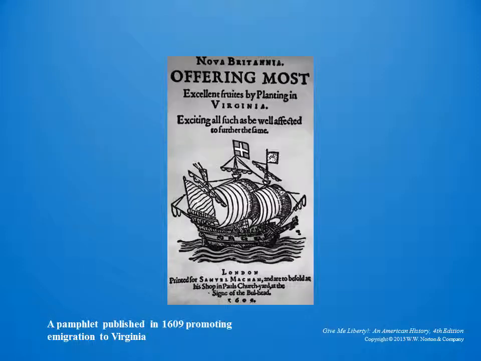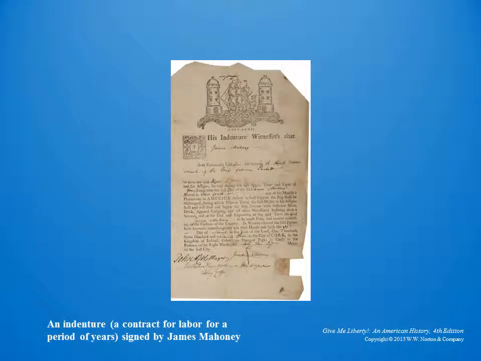You can see here, this is a pamphlet that was published in 1609, also promoting immigration to Virginia. This is an indenture, a contract for labor. So remember, we were talking about the indentured servants that would work for 5 to 7 years. This is the contract that would have been signed. This one was signed by James Mahoney. He was an Irish immigrant who emigrated to North America in 1723.